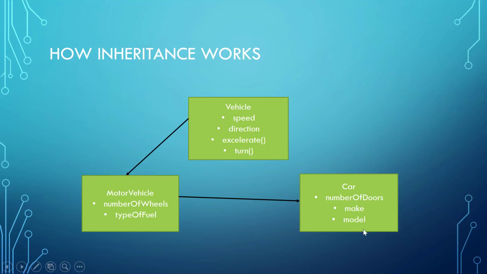We could then create a second class called motor vehicle. Through inheritance, which is indicated by this arrow here, the motor vehicle would receive or inherit the speed and direction properties along with the accelerate and turn methods, so we wouldn't have to code those. We wouldn't need to create those pieces of the functionality of the motor vehicle class because we would inherit that.